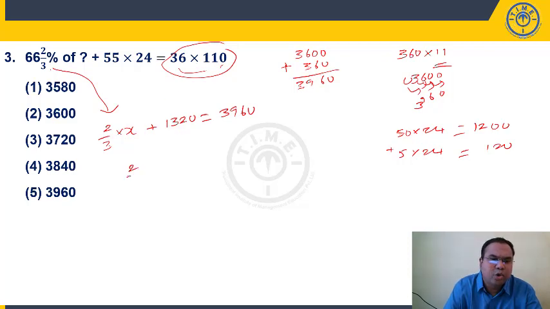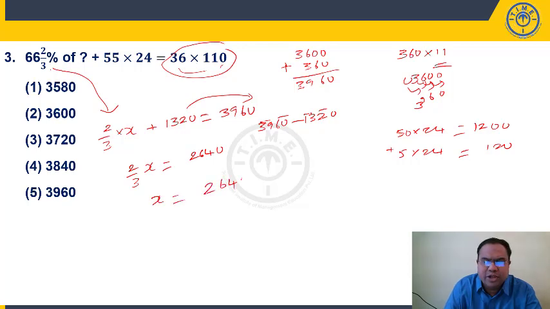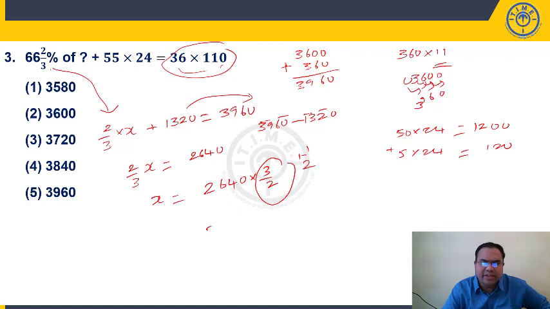You subtract this, 2 by 3x is equal to 20 plus, if I send this side, 3960 minus 1320. 20 plus how much is 60? 40. 13 plus how much is 39? 26. So x is equal to, see here, 2640 into 3 by 2. So instead you can either simplify this, or I can say 3 by 2 is 1.5 times 1 by 2. So 2640 plus again half of this. Half of this is 1320. So it is 3960, present in choice 5.